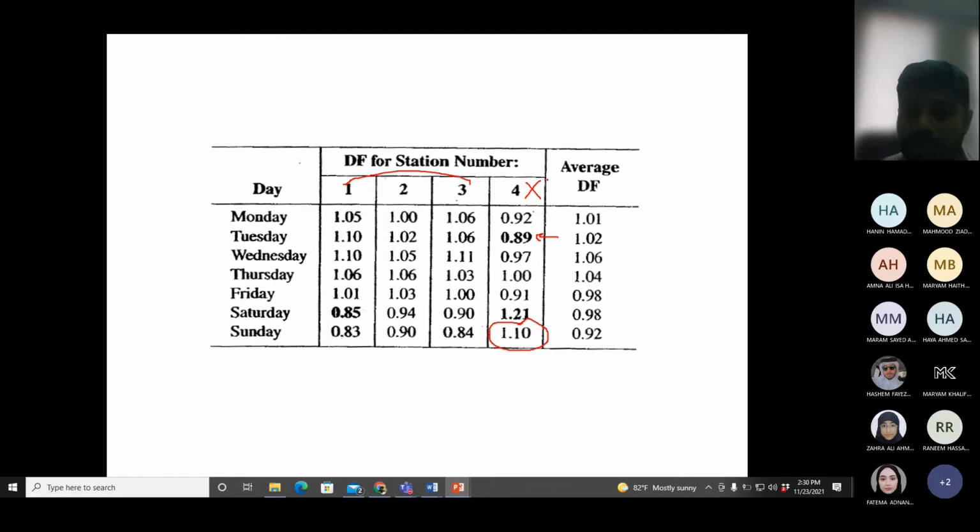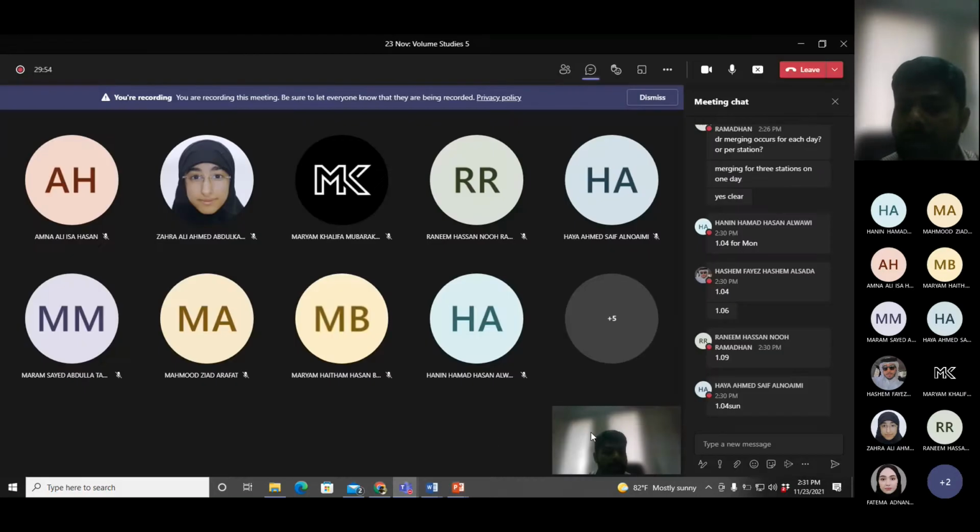Okay, so I've decided to cross out station 4. Why? Because the values which were out of the criteria, most of them were from station 4. And I don't want to take out more than one station at a time. Okay, so value for Monday.